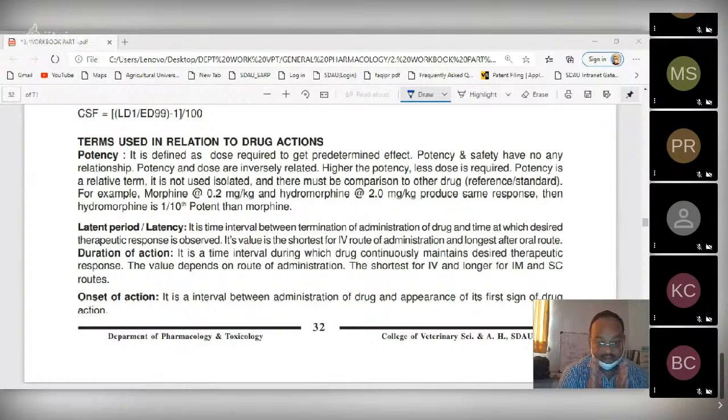Again, it's a time interval between termination of administration of the drug and the time at which the desired therapeutic response is observed. Now its value is shorter in case of the IV.